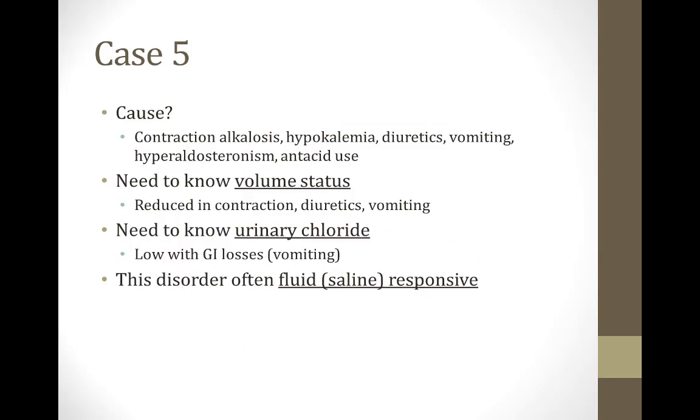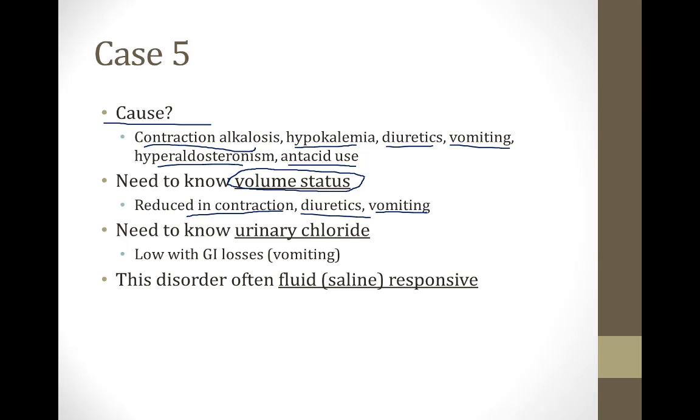But the question we still haven't answered is, what is the cause of this man's metabolic alkalosis? Recall that there's a short list of causes of metabolic alkalosis. These include a contraction alkalosis, hypokalemia, diuretics, vomiting, hyperaldosteronism, and antacid use. And one of the most helpful pieces of data in a metabolic alkalosis is the volume status of the patient. So we want to know, does this man have dry skin and dry mucous membranes? Because if he appears dehydrated, then the cause is most likely a contraction alkalosis or diuretics or vomiting.